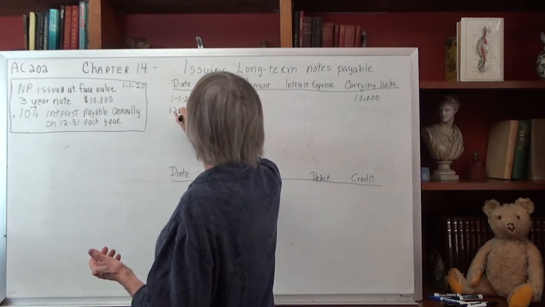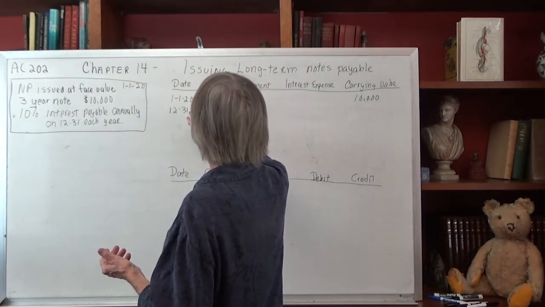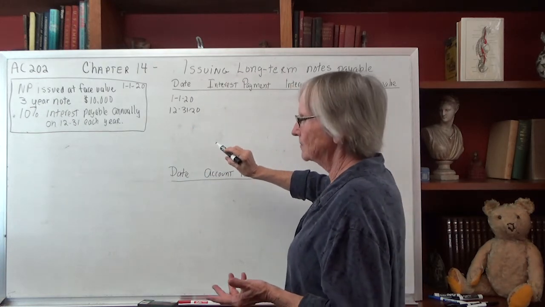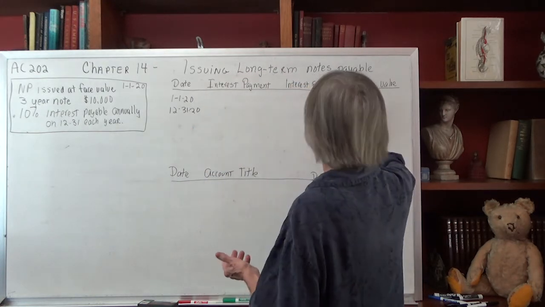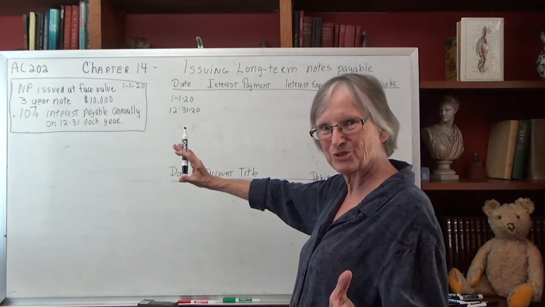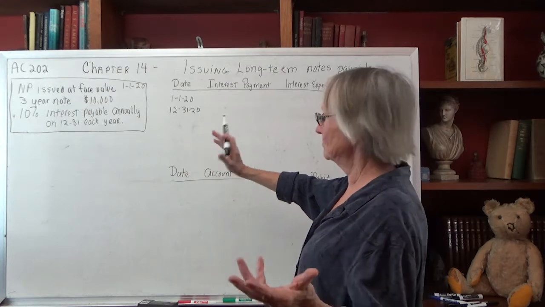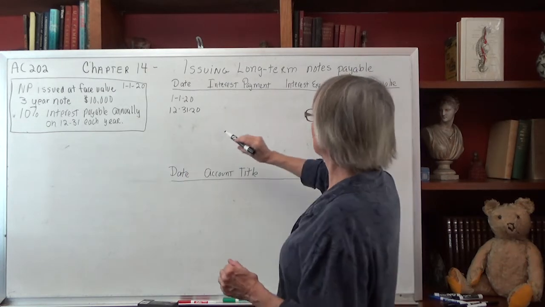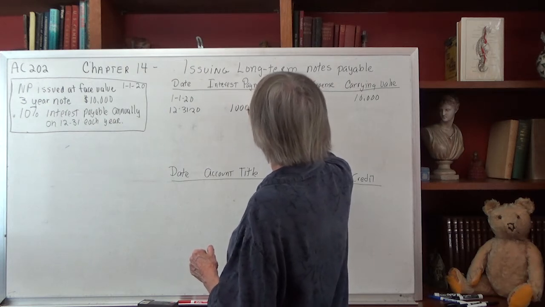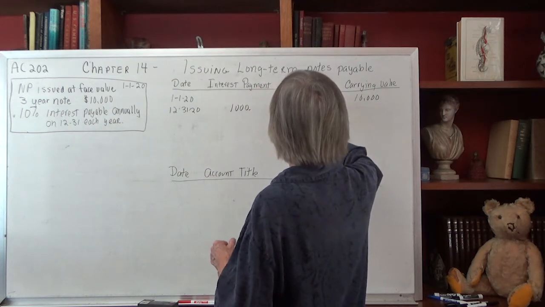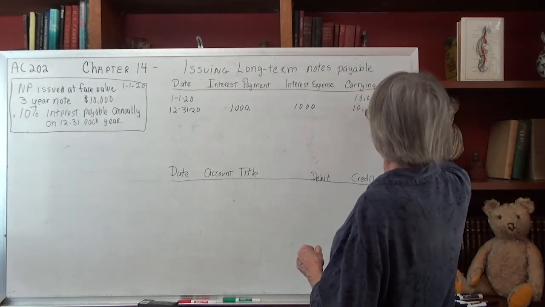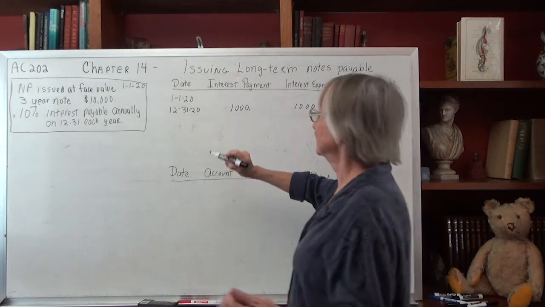And then what are the cash flows going to be like on this? Well, 12/31/20, we're going to have to pay some interest. So how much is the interest going to be? Okay, so it's a $10,000 note, 10% annual interest. We don't have to adjust the interest rate because it's payable annually. So we're going to make an interest payment of $1,000, and our interest expense will be $1,000. The carrying value of that note is still going to be $10,000.